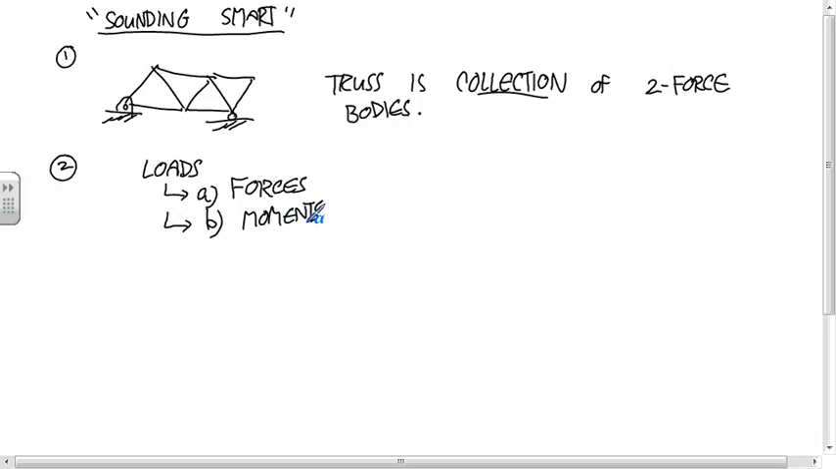All right. And then, yes? Just out of curiosity, are there other kinds of loads as well? Those are the only two, I think. Yes.